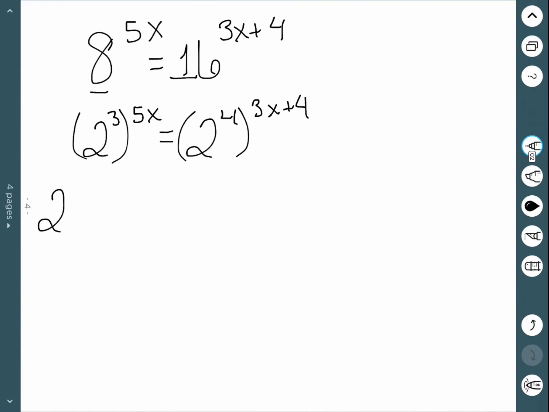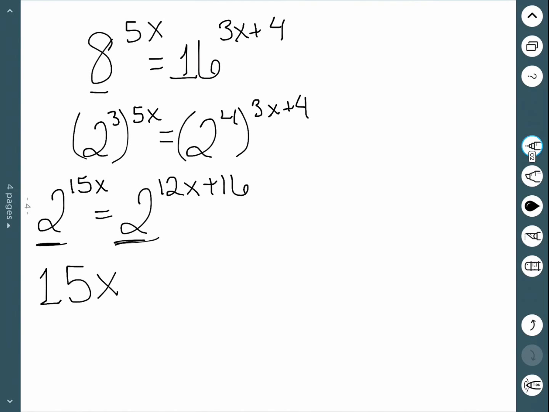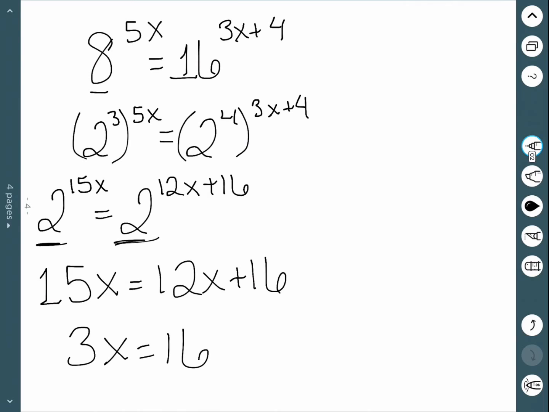I can now multiply my exponents. I get 2 to the 15x equal to 2 to the 12x plus 16. When I multiply here, 4 times 3x is 12x, and 4 times 4 is 16. And now I have my bases the same. So instead of just changing one, it may be the case that we need to change both. But now I can set them equal. 15x equal to 12x plus 16. I can subtract 12x from both sides. When I do, I get 3x equal to 16, and then dividing both sides by 3 gives me 16 over 3. So I do have my answer.